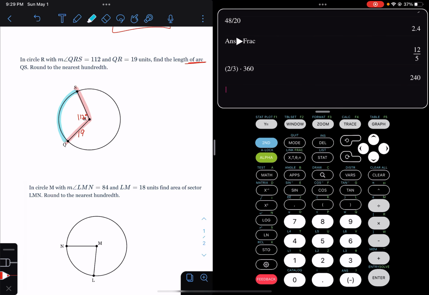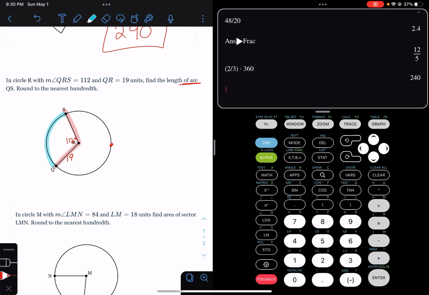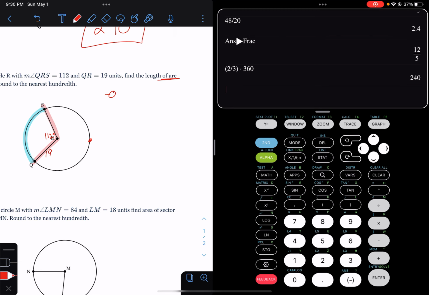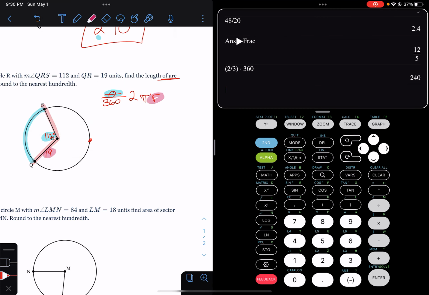It is very important to make sure that you're reading these problems because who knows, maybe they'll slap another letter on here and ask for the major arc or something. You have to make sure that you really read the question and answer what they're asking. In this case, they're just asking for this arc length I highlighted in blue here. So we're going to use our arc length formula, which is theta over 360 times 2 pi times the radius. We're going to plug in our theta, and then plug in our radius.